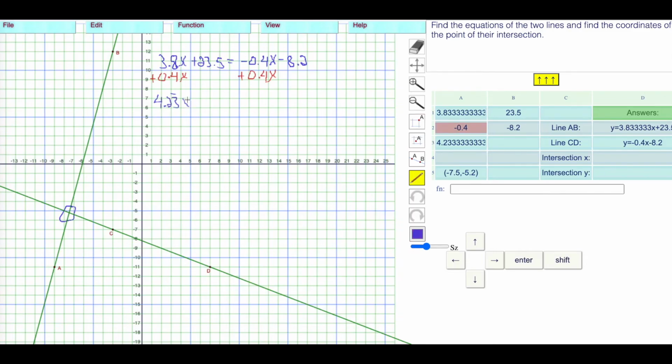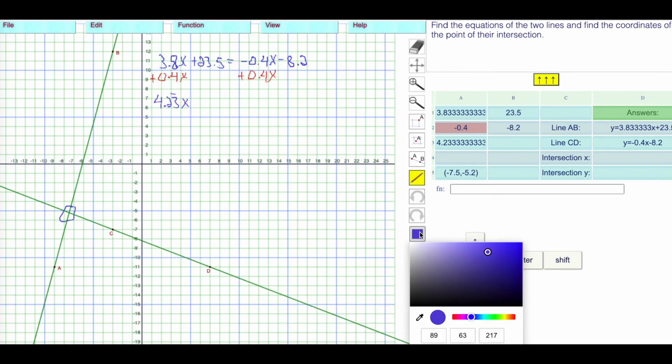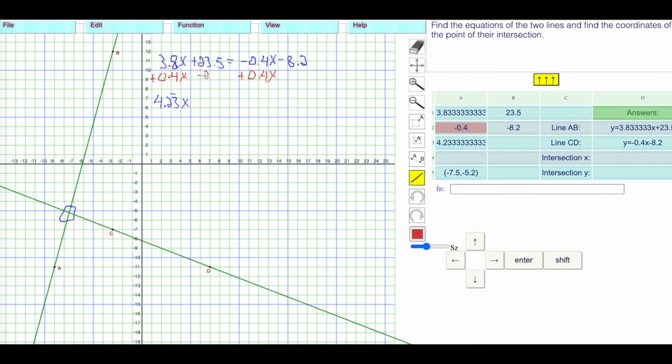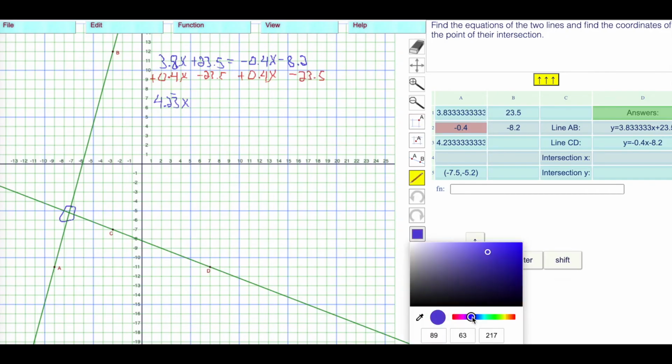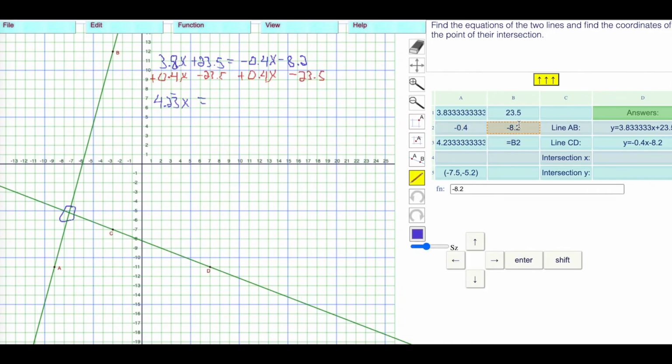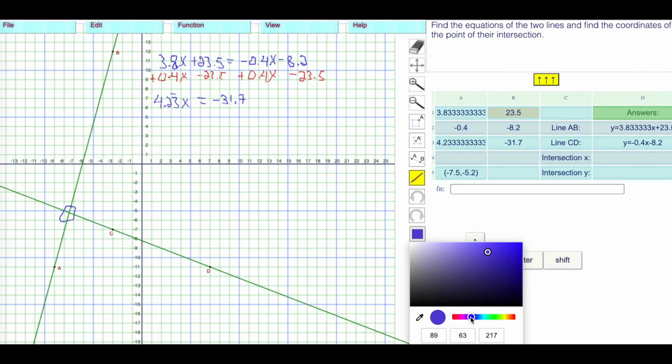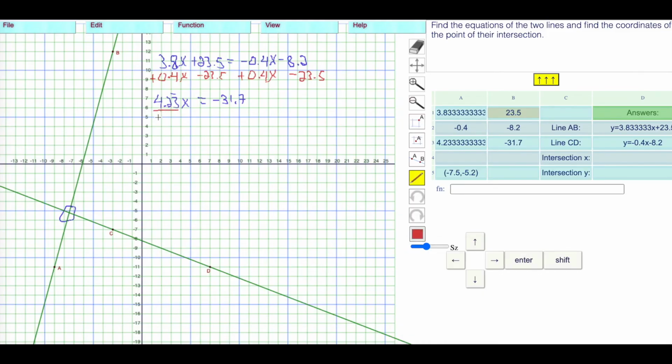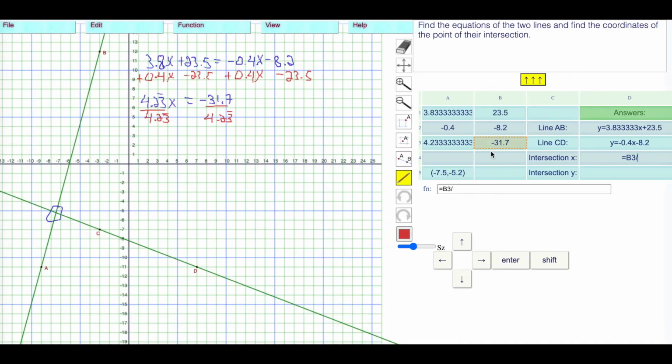4.23 repeating x. I want to get rid of this 23.5. I'm going to subtract it from both sides. Minus 23.5. If I subtract it from the left-hand side, I also have to subtract it from the right-hand side. That will give us, I have the minus 8.2, and I want to subtract the 23.5. We get -31.7. To get the x totally alone, it's being multiplied by the 4.23 repeating, so I'm going to divide both sides by 4.23 repeating. That will give us -31.7 divided by 4.23 repeating, which is right here, and that gives us -7.48. Now I was predicting -7.5, and that's pretty close.